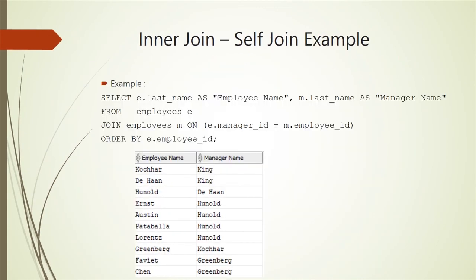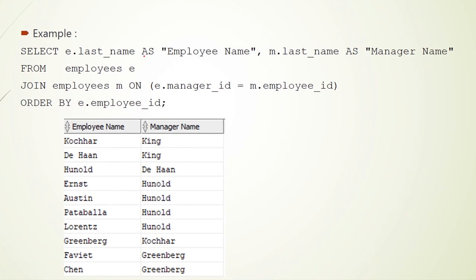And this is the full syntax of the select statement. Select E.last_name, M.last_name from employees E, join the same table employees and give it another alias M, on E.manager_ID equal M.employee_ID. So this is how to join the employees table with itself to retain the employee name and the manager name of the employee.